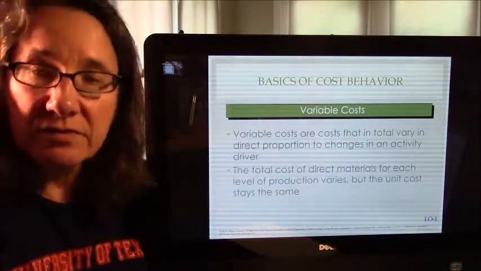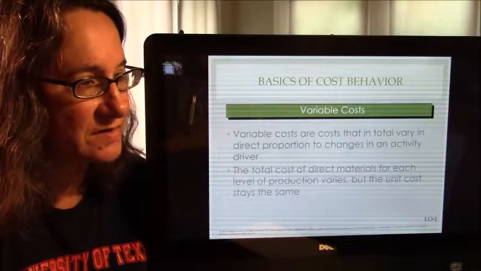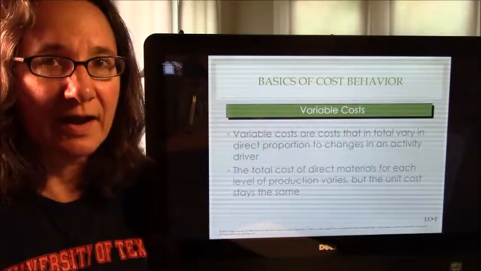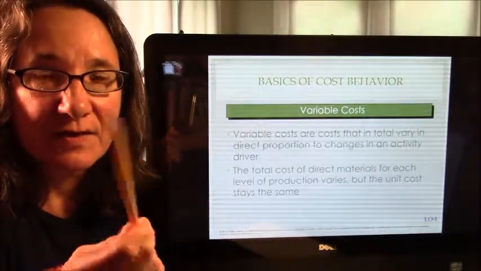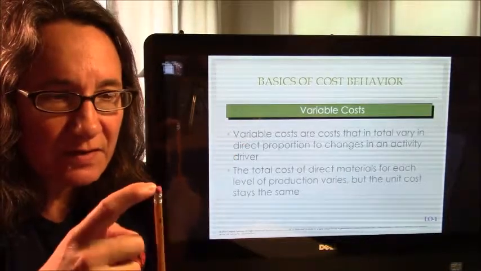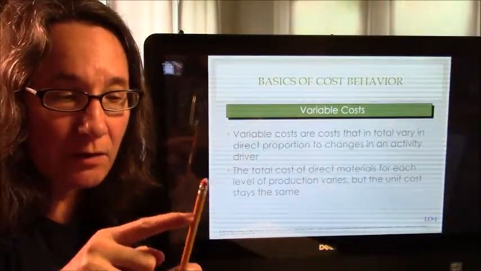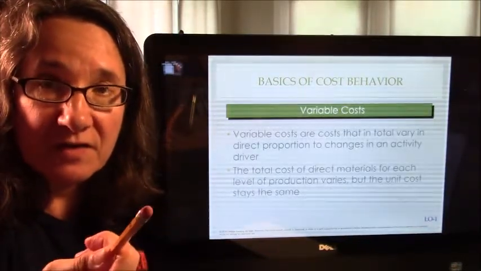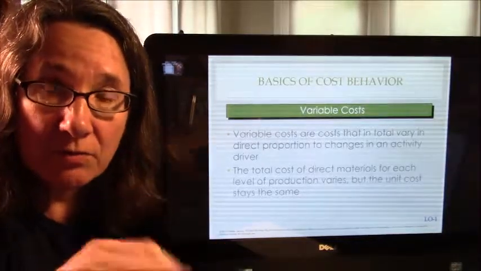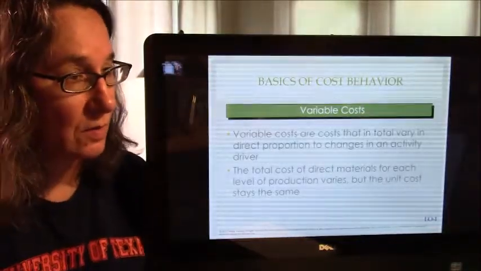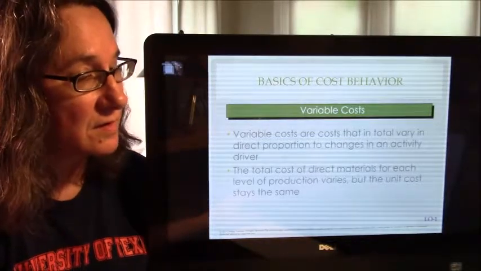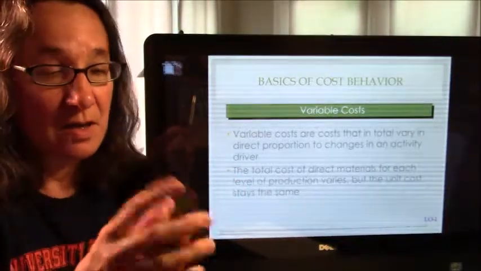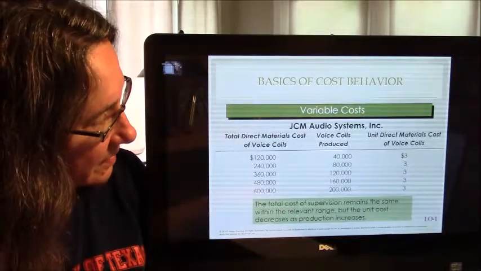Okay, variable costs. Like it sounds, they vary with the units, right? So very direct proportion to changes in activity. So every pencil I produce increases, right? So you can imagine every pencil has a certain amount of rubber, metal, wood, lead. So every time I produce one of these, the cost increases. If I don't produce any, I have no variable costs, right? So the unit cost stays the same. So it costs me a nickel for every piece of rubber. Nickel, nickel, nickel, right? But every time I produce another one, the total increases.